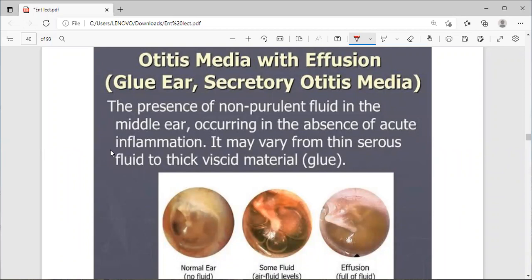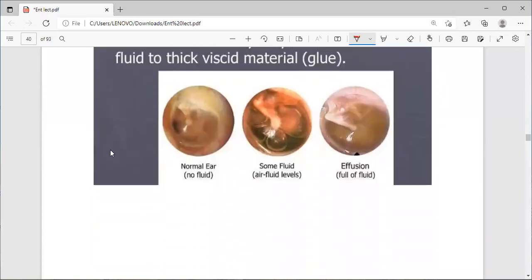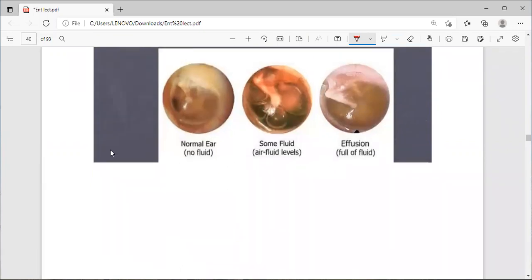Now let's move on to otitis media with effusion, also called glue ear or secretory otitis media. It is the presence of non-purulent fluid in the middle ear occurring in the absence of acute inflammation. It may vary from thin serous fluid to thick viscous fluid. So you might see different patterns of otitis media with effusion. It might be an effusion which is full of fluid. You can see here the effusion is covering all the layers of the tympanic membrane, or the pars flaccida. And here you can see there are some bubbles and some fluid, so you can see air-fluid levels.